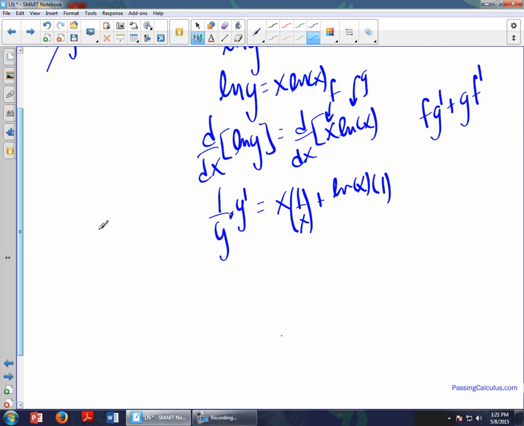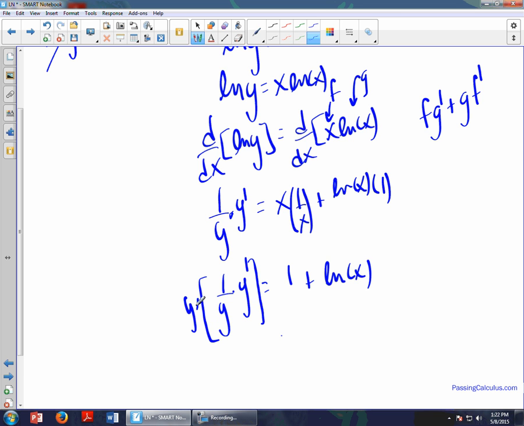All right, so now I'm going to do some simplification over on this side so you can see my x's will cancel. So I've still got 1 over y times y prime, and that's equal to 1 plus ln of x. So I want this in terms of just y prime, so I've got this 1 over y. In order to get rid of it, I just multiply both sides by y. So what that leaves me with, well, I'll actually write it out.